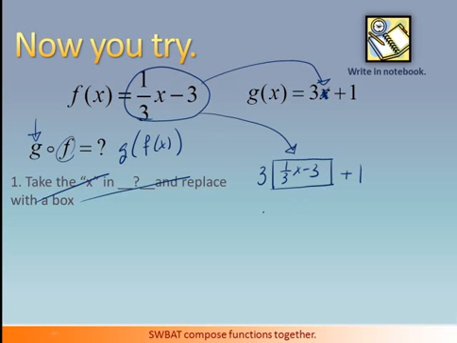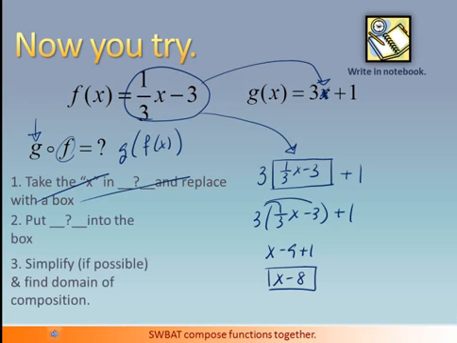And then we just clean them up mathematically, which will look like 3 times the quantity 1/3 x minus 3, plus 1, and then you simplify. Distribute the 3. 3 times 1/3 is just 1. Then 9 plus 1 x minus 8. That's the composition. So it looks kind of similar, but you have to interpret what you're doing. You're inserting a function inside another function. It's taking a function of a function. Okay. Alright, one more.